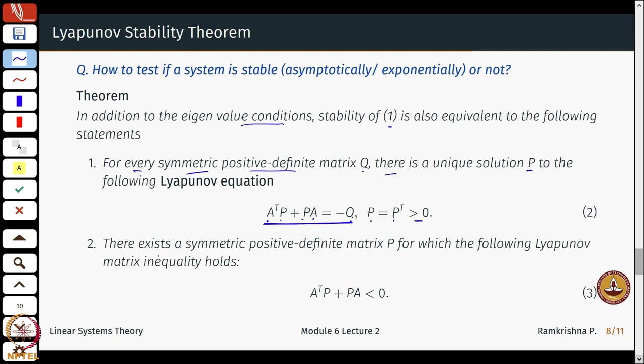The second condition says that there exists a matrix P which is symmetric, positive definite, for which this inequality holds.